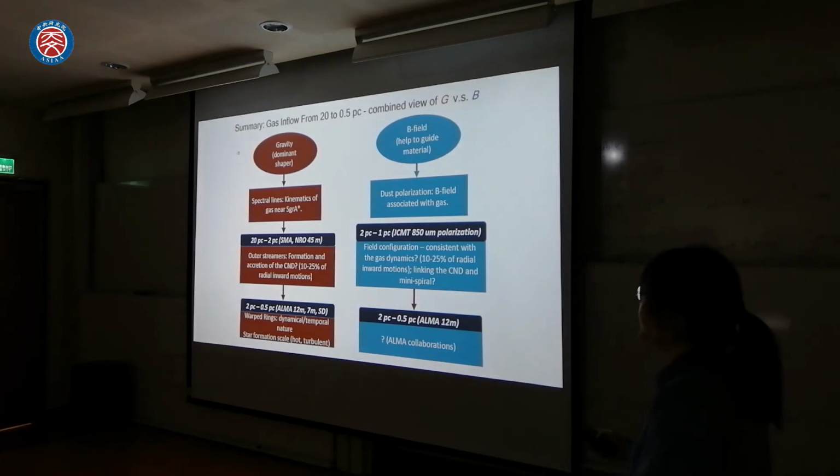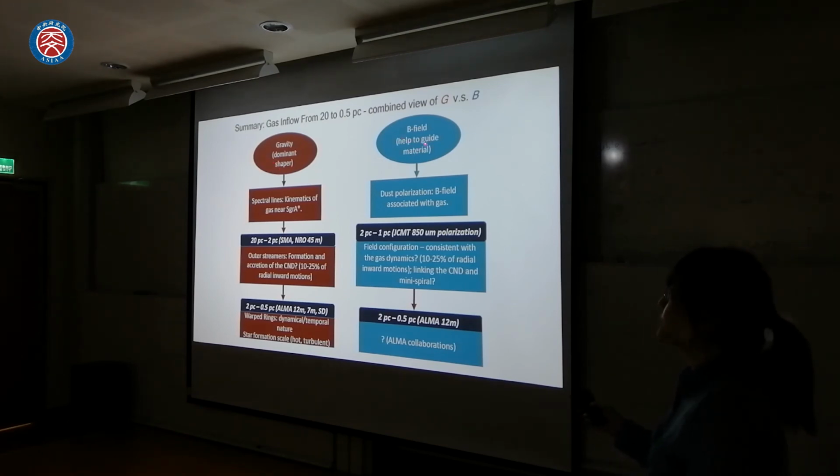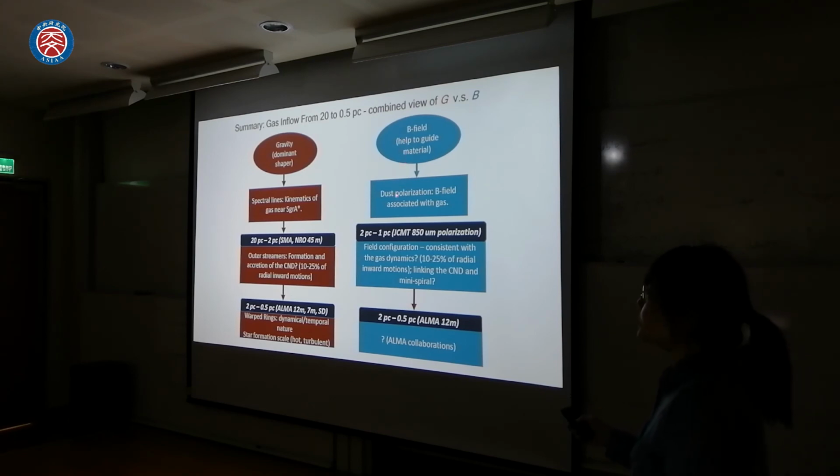And this is my summary page. Using the data we collected in past years, we analyzed the effect of gravity and magnetic field in the center of the galaxy. We found that gravity is an important shaper in this region, but the B fields also help to guide the material. We used a series of observations such as polarization to study the role of the B field associated with the gas, and using centralized data, we will be able to analyze the kinematics of the gas near such a star.